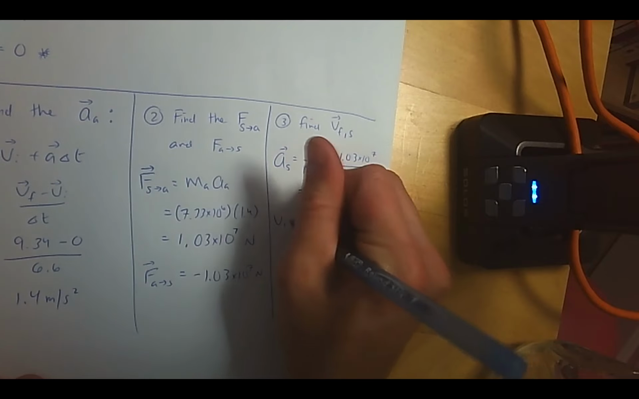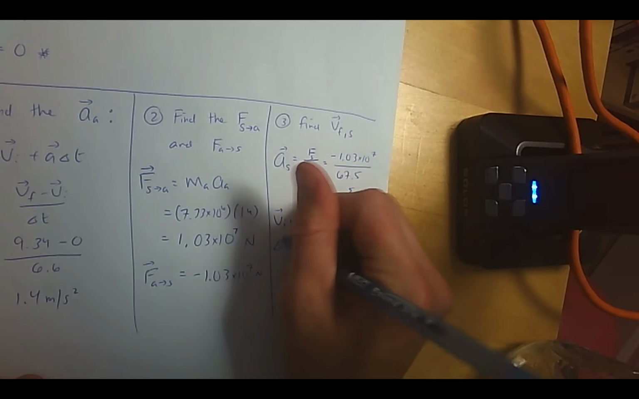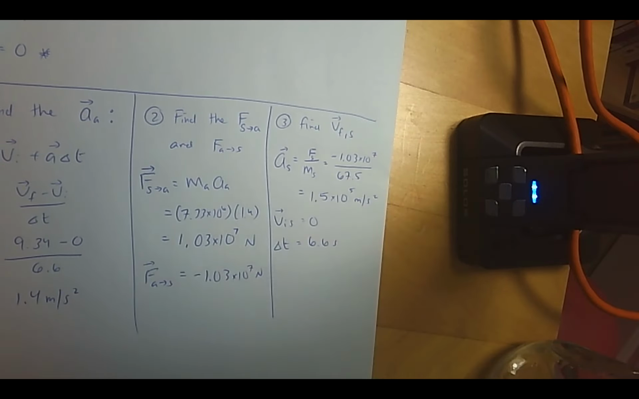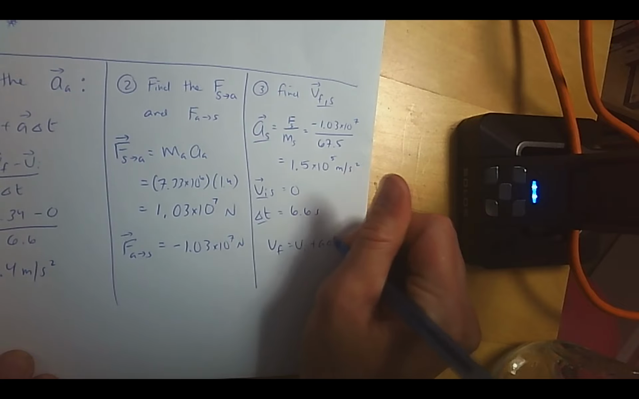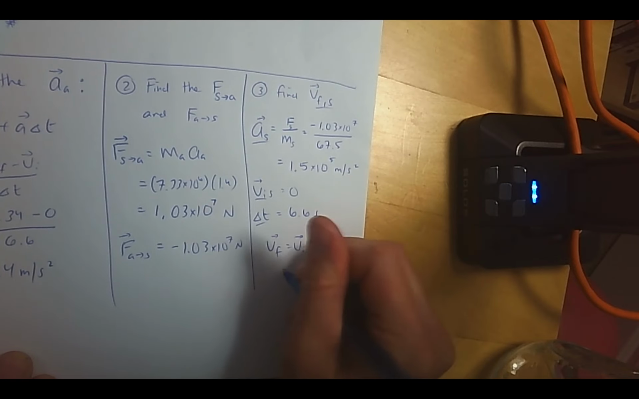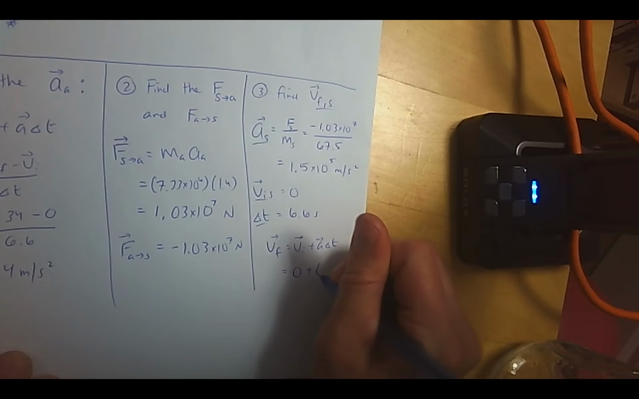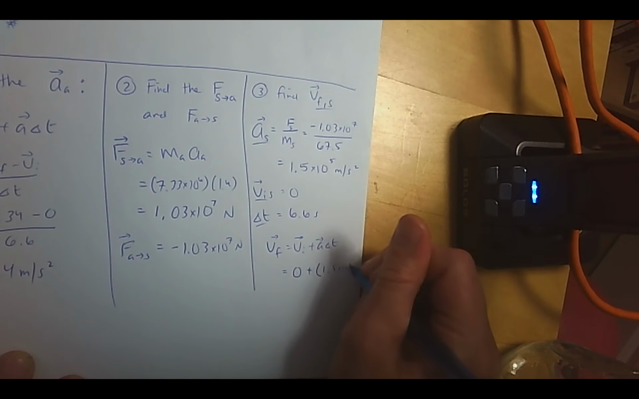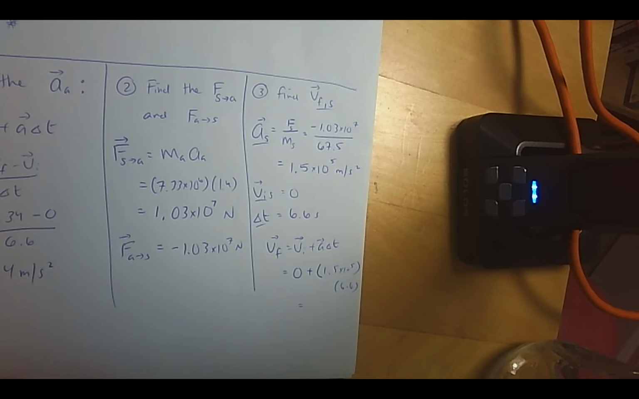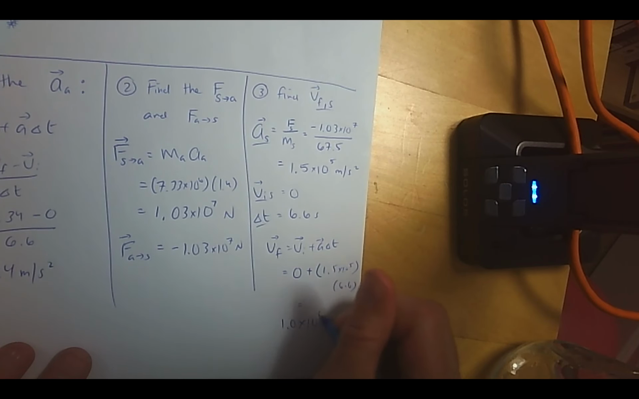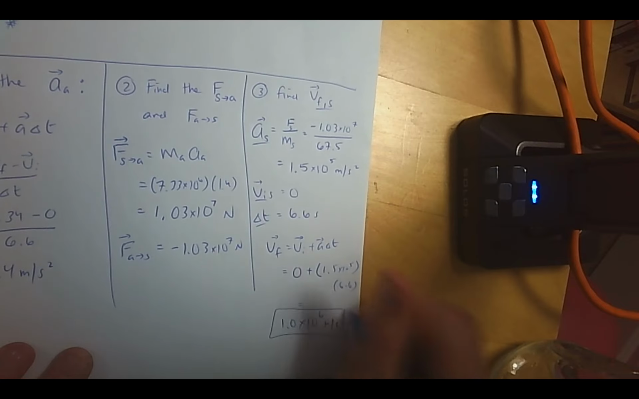Now the initial velocity of Superman is 0. The time that they're in contact is 6.6 seconds. So I have 1, 2, 3 knowns. I'm looking for final velocity. So I'm going to use the equation v final equals v initial plus a delta t. So v final is equal to 0 plus my acceleration, 1.5 times 10 to the 5th, times 6.6. And that gives me 1.0 times 10 to the 6th meters per second.